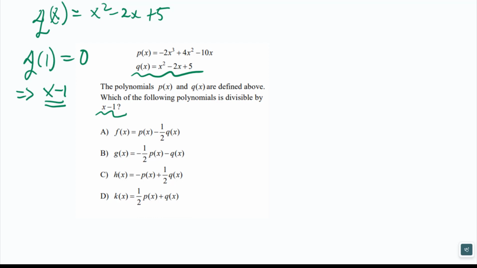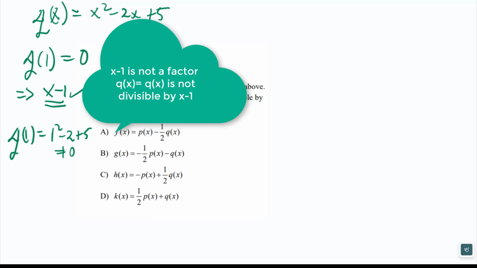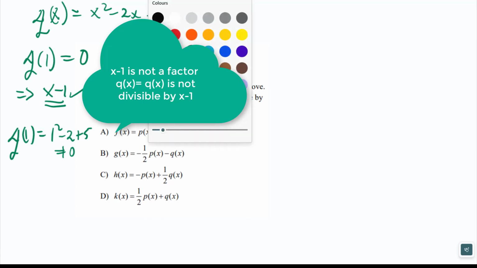Now, let's try. So if I do q of 1, it is clear to see that it's going to be 1 squared minus 2 plus 5, which is obviously not equal to 0. And if q of 1 is not equal to 0, it is suggesting that x minus 1 is not a factor of q of x.